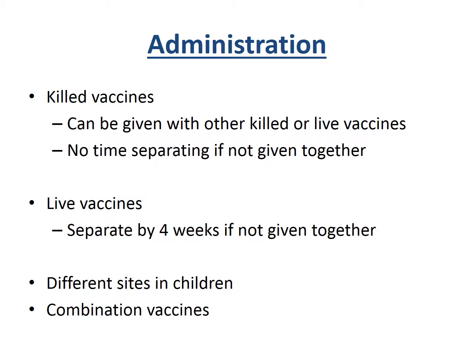In children, we give vaccines into different sites to adults. So in adults, it's usually given into the deltoid. In children, it's given into the anterolateral thigh. And that's mainly because it's an easy way to hold a child. You hold them in a hug hold so they can go into the side of their leg.